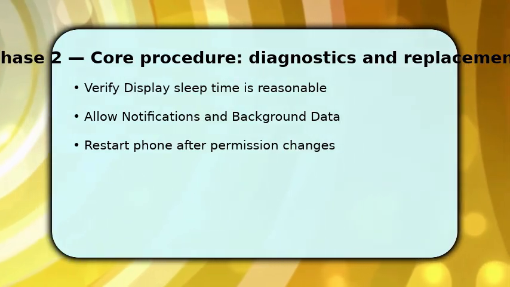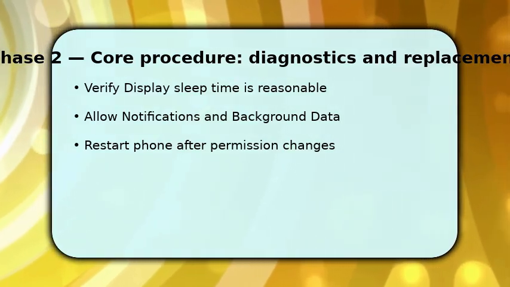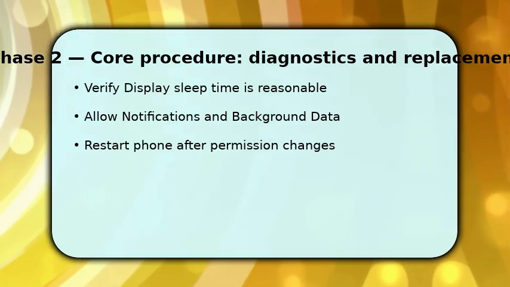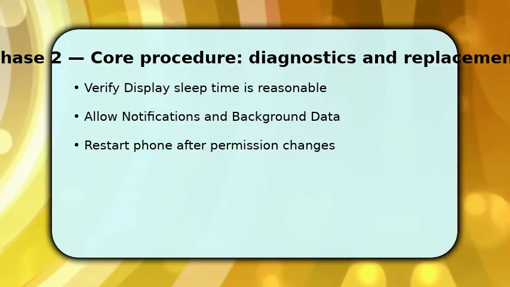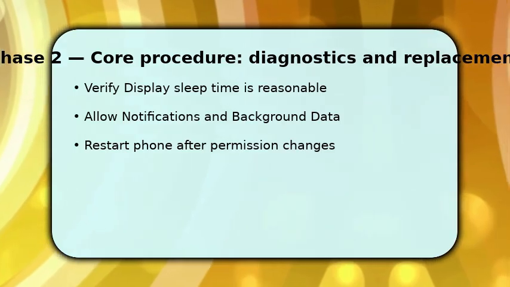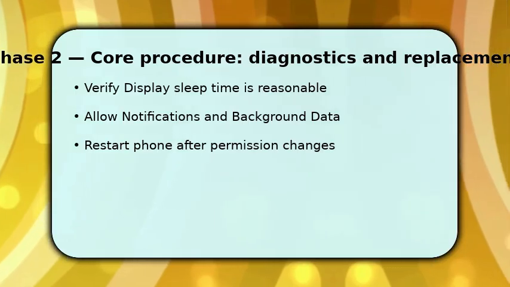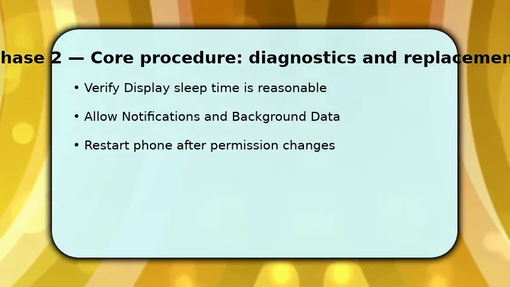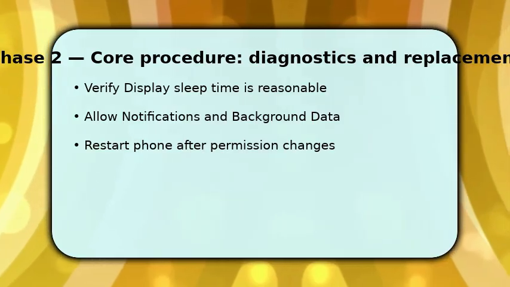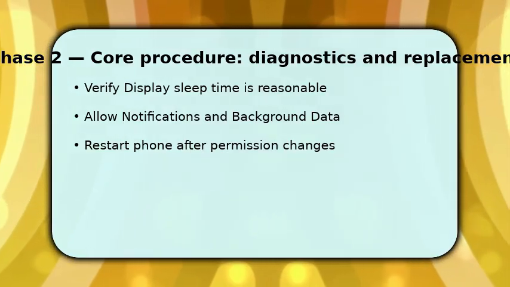Then confirm WhatsApp can use background data and has notification access. These keep playback controls active when the screen is off. After changing app or system permissions, restart the phone so Android applies the changes consistently. Once done, play a WhatsApp voice note to test. You should hear continuous audio even after the screen locks.